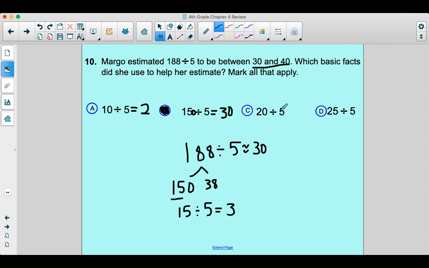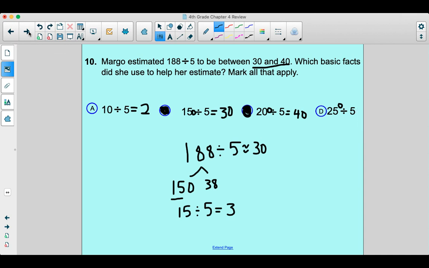200 or 20 divided by 5, maybe she used that basic fact and really rounded 188 to 200 divided by 5. And that would give us what? 20 divided by 5 is 4. So 200 divided by 5 would be 40, right? So that's a yes in my mind, because that's between 30 and 40. So yay on that one. 25 divided by 5, well, that's 5, and there'd be no reason for her to round to 250 divided by 5, and that would be 50 anyway. So that's a no.